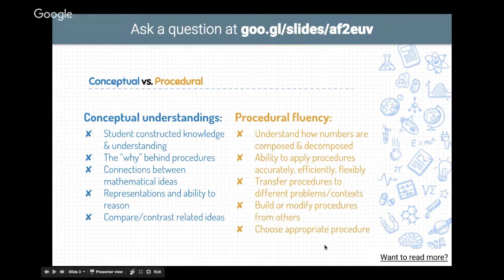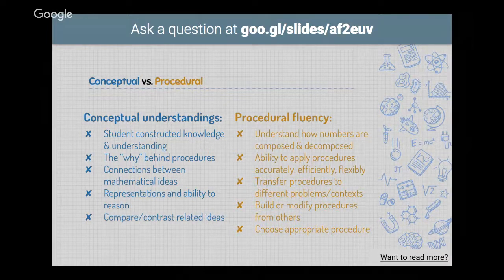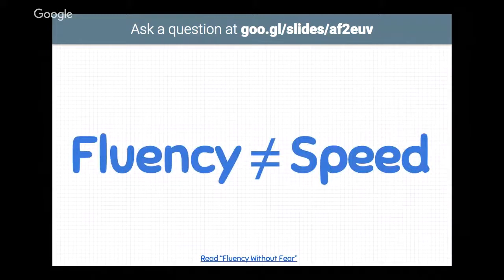And then also, can students choose the appropriate procedure? So do they know what procedure to choose when they are solving problems? So just a little bit of background on the difference between conceptual and procedural fluency, because that's going to lead us into one of my favorite ideas. Fluency does not equal speed.